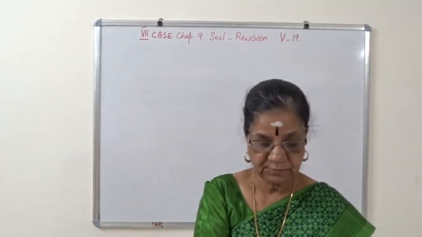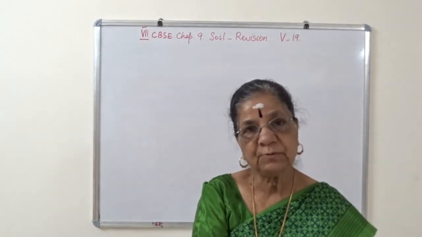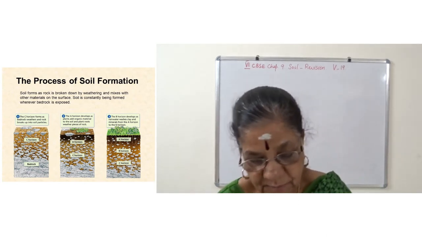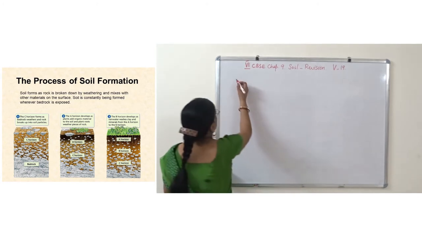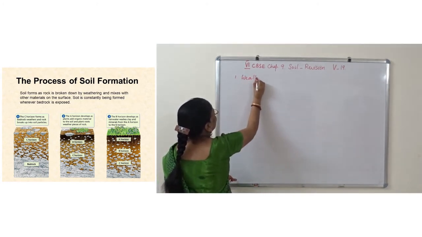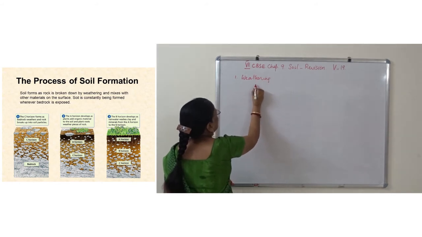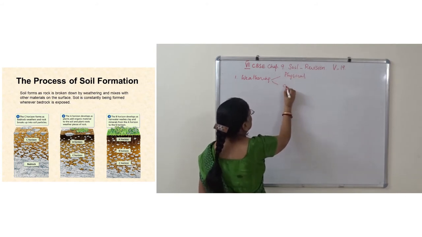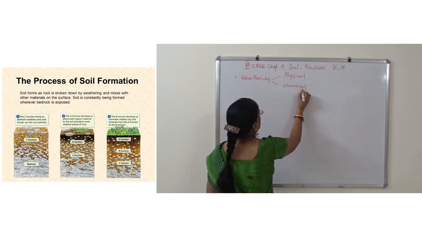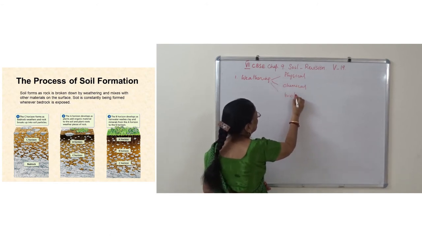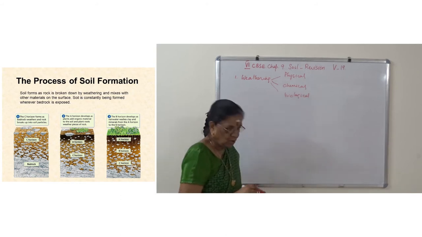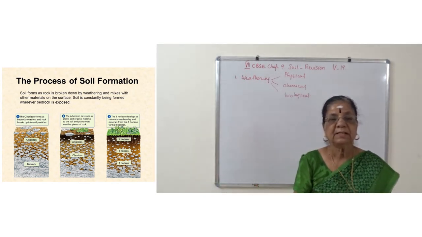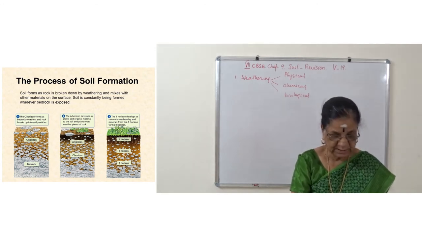This is the introduction for soil. Now, how is soil formed? Soil is formed by the process called weathering. It is of three types: physical weathering, chemical weathering, and biological weathering.